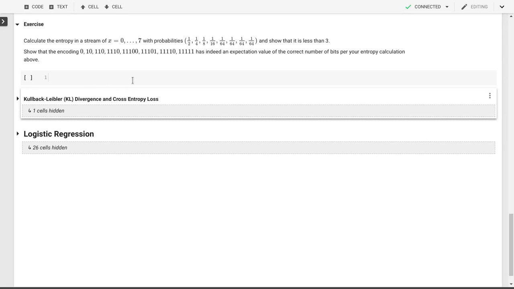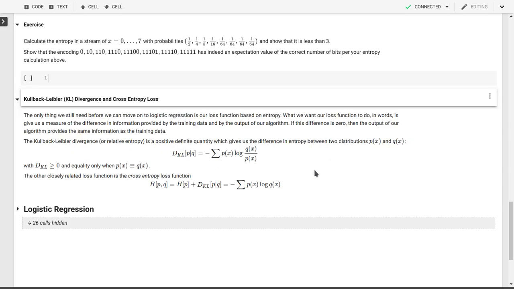So now that we've introduced entropy in an information theory context, let's go back to what we're trying to do here, and that is solving our logistic regression problem, right? And finding a loss function that we can use in these classification problems. So the first thing we'll need to introduce for that is the Kullback-Leibler divergence, or relative entropy.